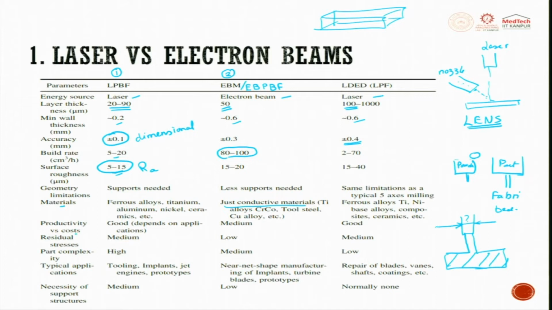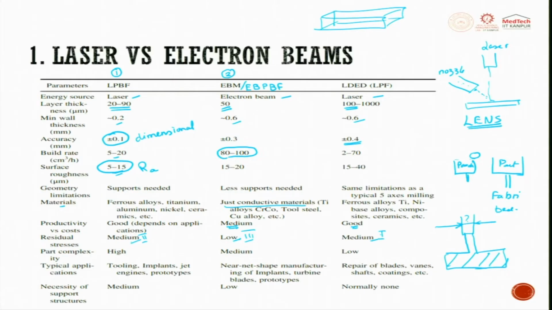So, the productivity versus cost, it is very good here. Here it is medium. We will see why it is medium, and it is good here. For these two processes, the initial costs are very low. In electron beam, the costs are very high. We will see why that is. The residual stresses which are introduced are medium here and low here. If you ask, this will be the highest, next highest will be this, and the third highest will be this.